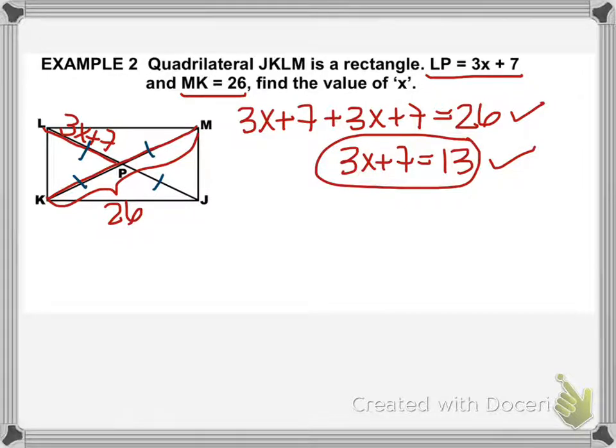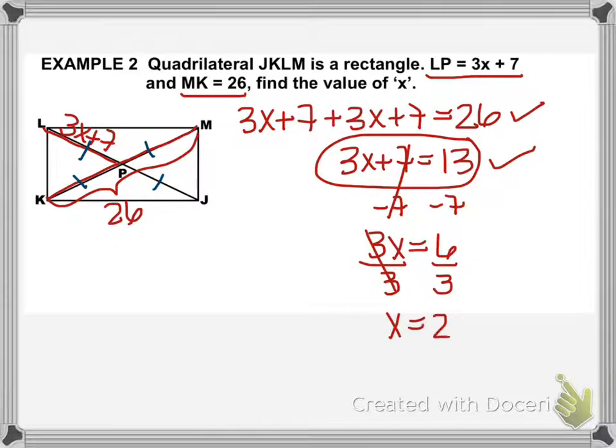So to solve this second equation, we would start by subtracting 7 from both sides. 3x equals 13 minus 7, which is 6. Divide both sides by 3, and x equals 2. There you go. And you could plug it in to make sure that that half does equal 13.